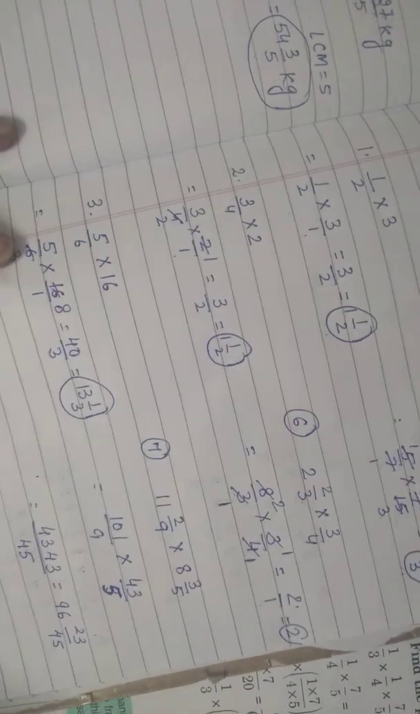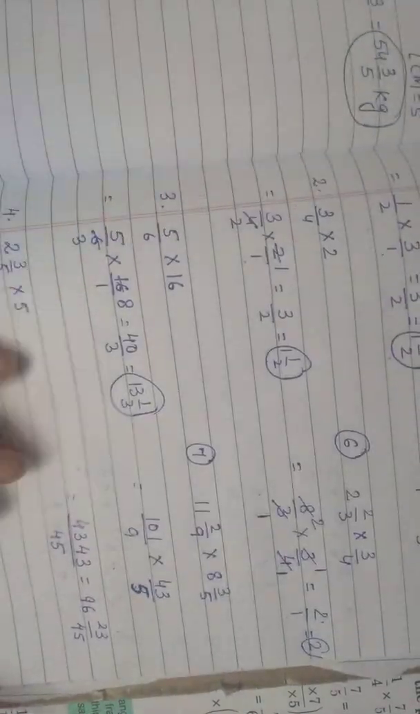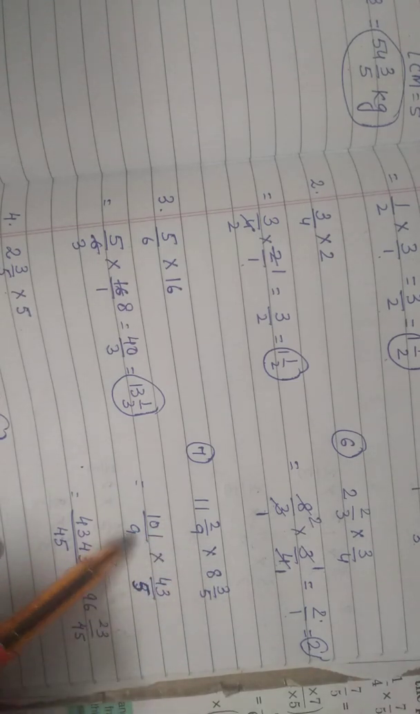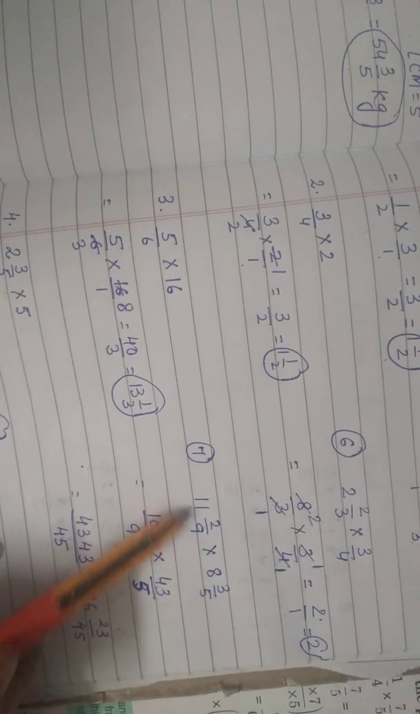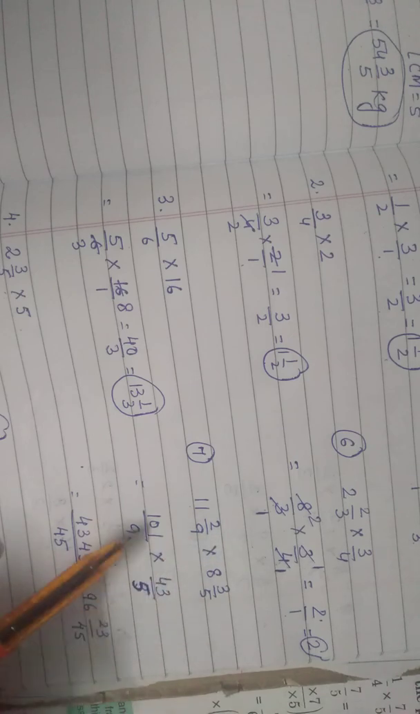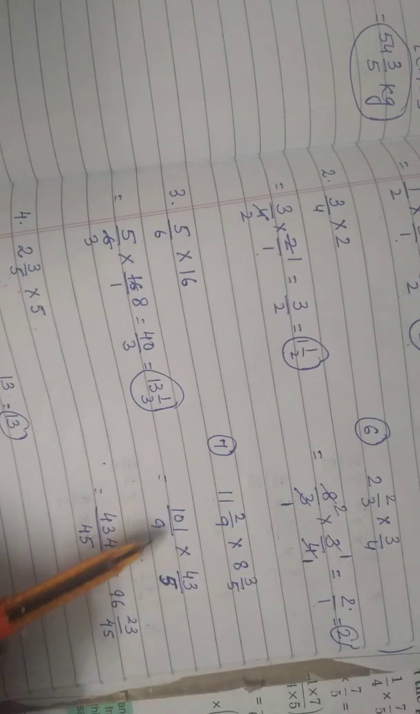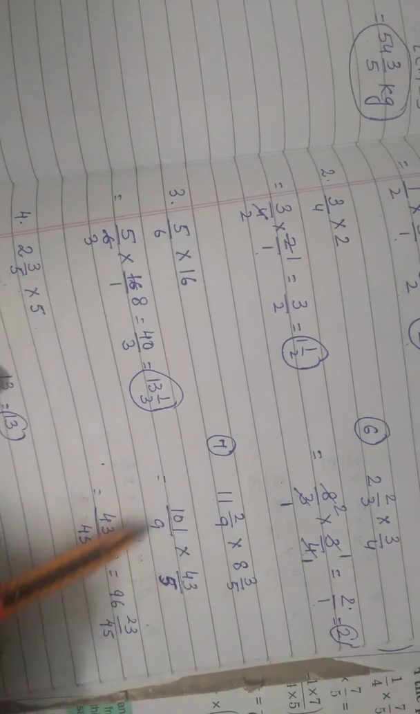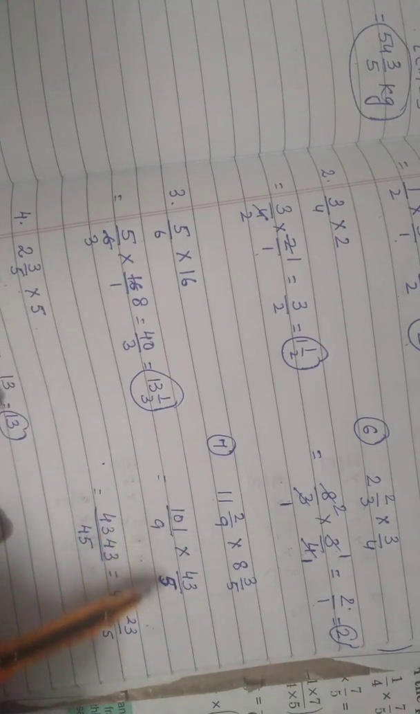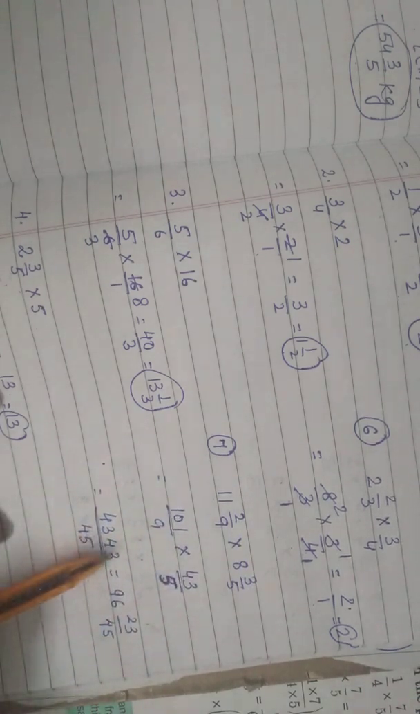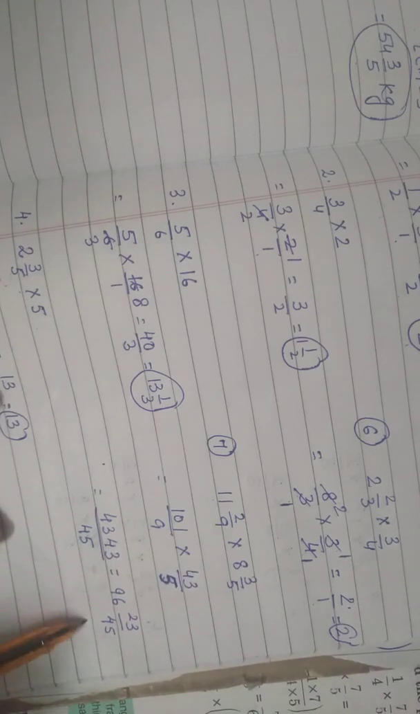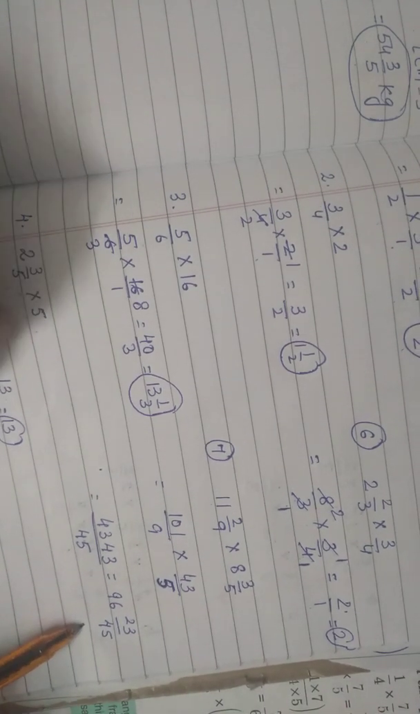Now next question, change into proper fraction. 10 multiplied by 11, 9 multiplied by 11, 99 plus 2, 101 by 9. 8 5s are 40 plus 3, 43 by 5. Here the denominator and numerator are not divisible by any number. So we will multiply 101 by 43, 9 5s are 45. Now we will change into the mixed fraction. Okay, divide and change into the mixed fraction.